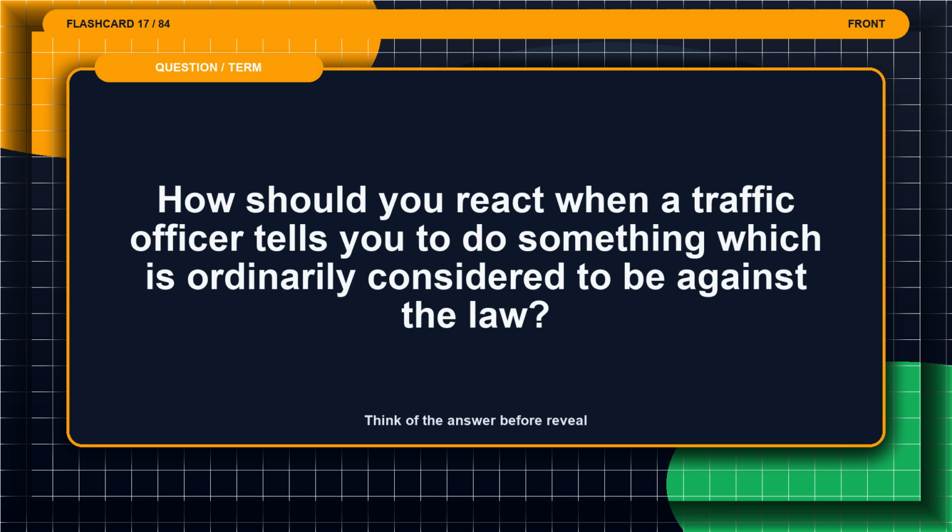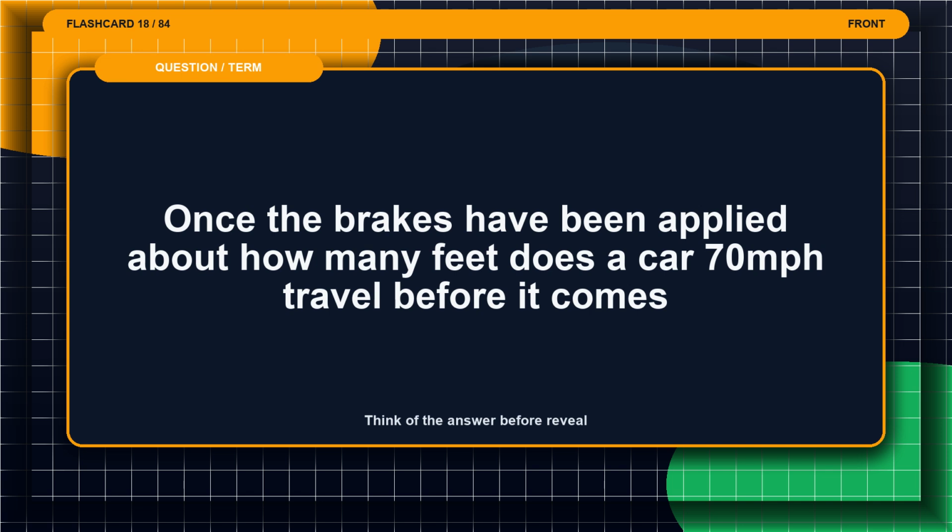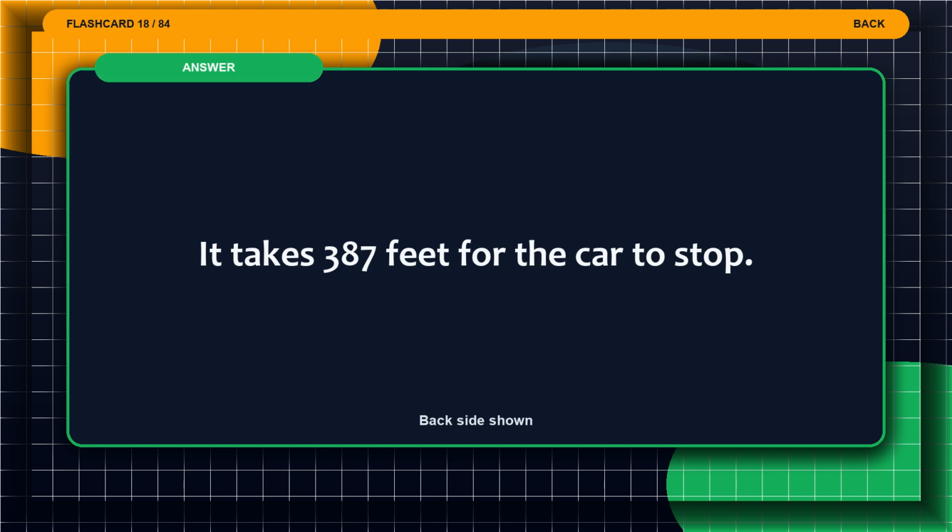Flashcard 17. How should you react when a traffic officer tells you to do something which is ordinarily considered to be against the law? Think of the answer before the reveal. The answer is you must obey the traffic officer at all times. Flashcard 18. Once the brakes have been applied, about how many feet does a car at 70 mph travel before it comes to a stop? Think of the answer before the reveal. The answer is it takes 87 feet for the car to stop.